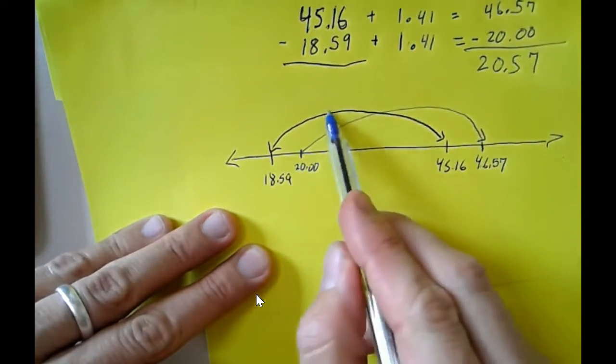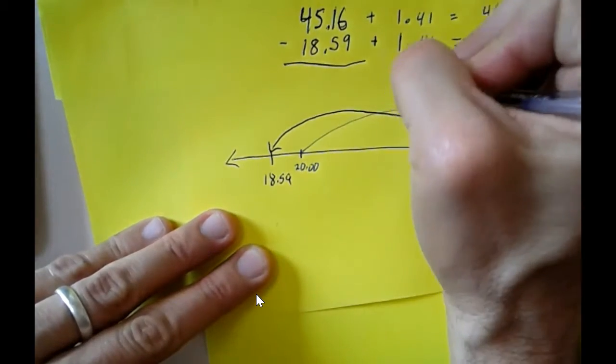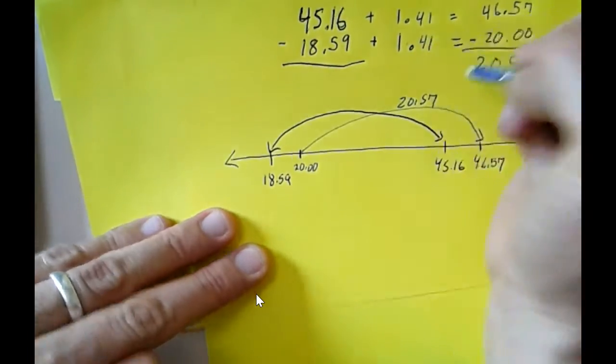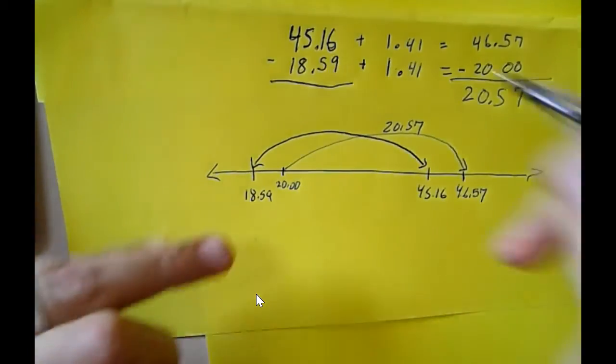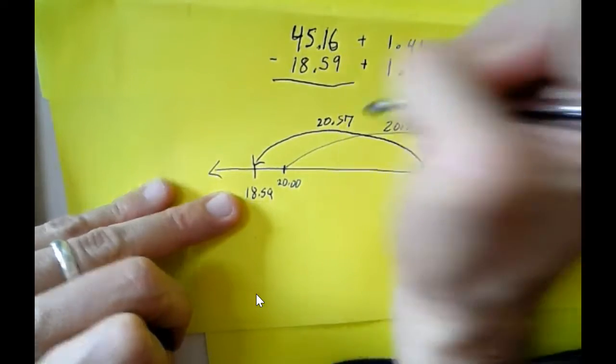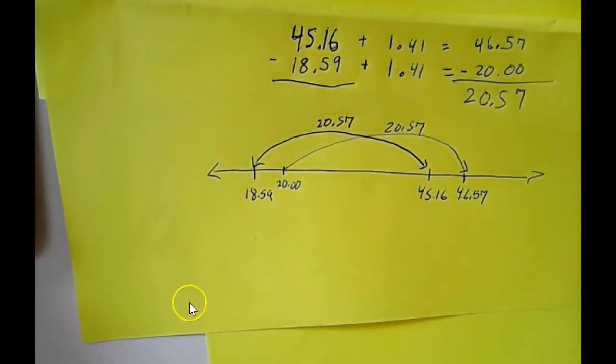So these two distances are 20.57. So it's the same thing. We're just, again, making things a little friendlier on ourselves with that constant difference strategy.